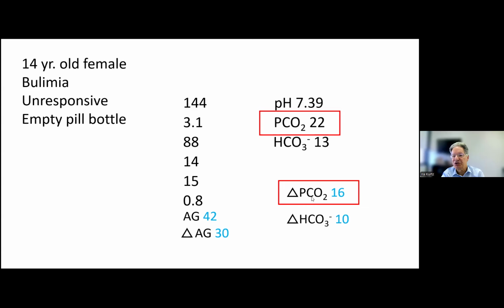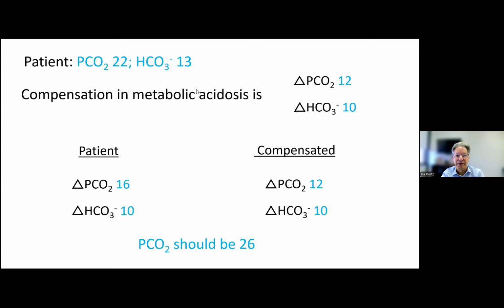So again, we look at the PCO2 and it's down by 16 versus a fall in bicarbonate of 10. And those are the numbers in our patient on top. The PCO2 is 22 and the bicarb is 13. If this was a compensated metabolic acidosis, we should have a decrement of 12 for every fall of 10 in the bicarbonate. So we would have expected, given that our patient had a fall of 10, that the PCO2 only had fallen by 12, not by 16. So the PCO2 would be predicted to be 26.